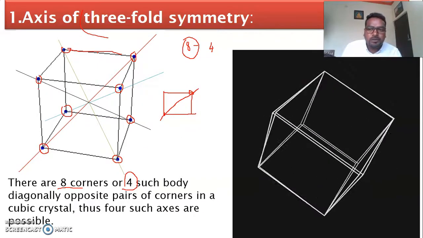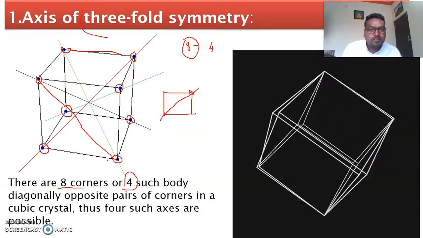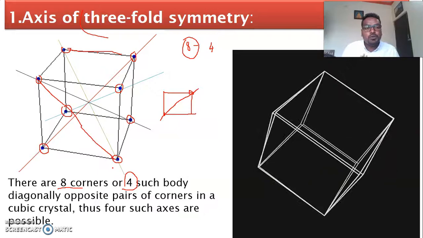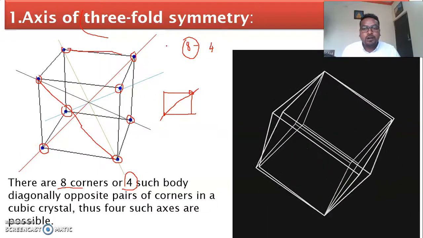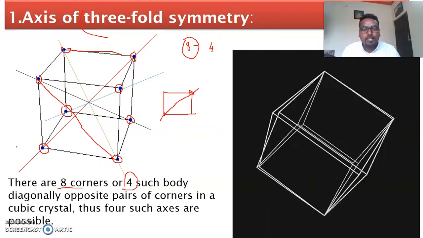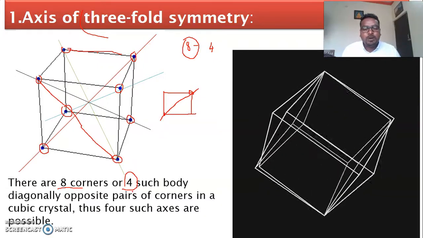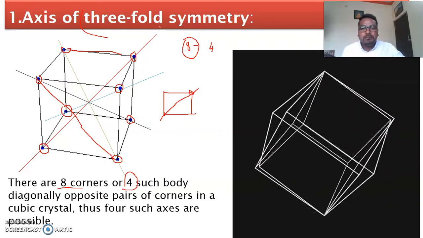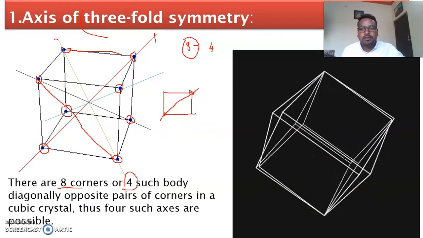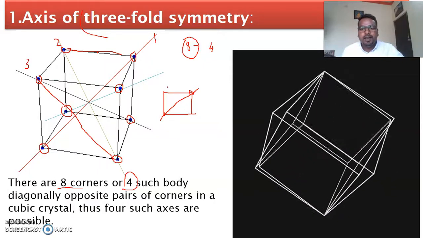But in this case, for example, you consider this line, this also passes between two corners, but not two opposite corners, it passes through the face. So you should not consider a face diagonal here, it must pass through two opposite corners. So it is a body diagonal. There are 4 such body diagonals possible. That's why you can rotate the crystal using 4 axes. So 1, 2, 3 and 4.